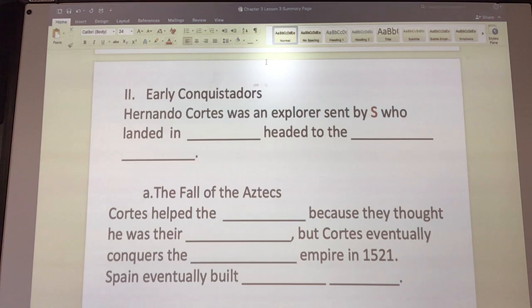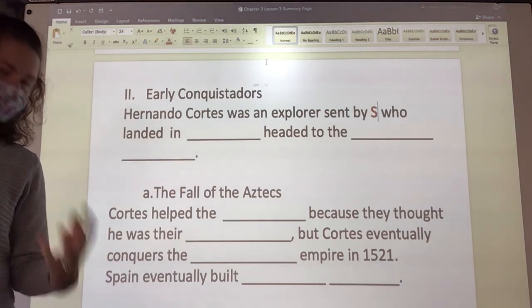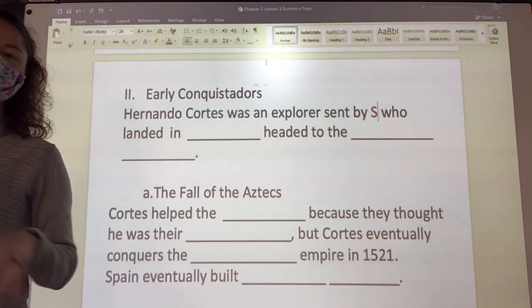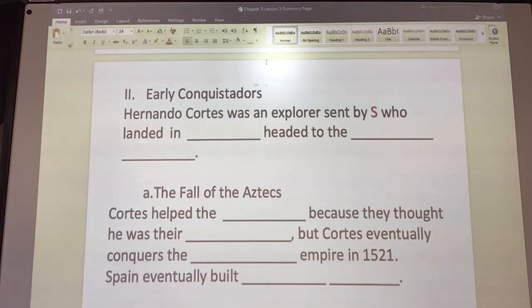I was gonna say, isn't it a conqueror too? Conqueror, yeah, they use that kind of as a synonym. Conquerors, conquistadors, yeah. They're exploring, they're conquering the land, right? Kind of taking it over. So he was sent by who? Who was Cortez sent by? Jackson? Spain.